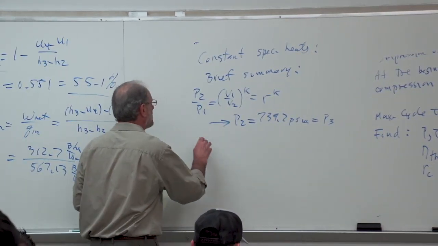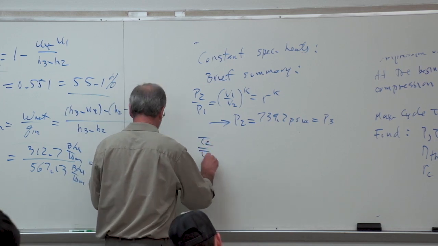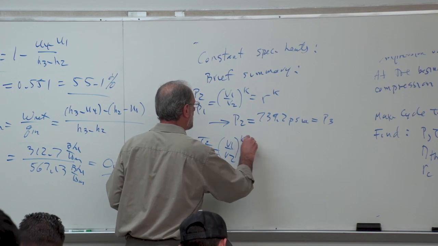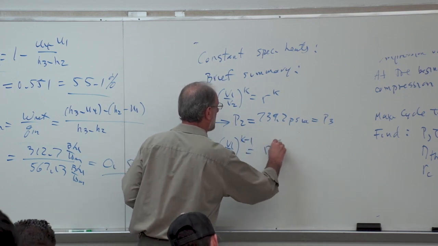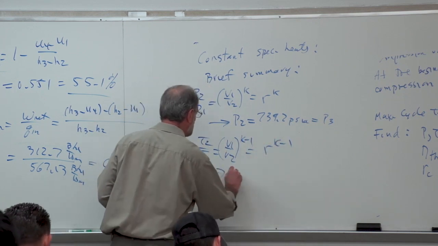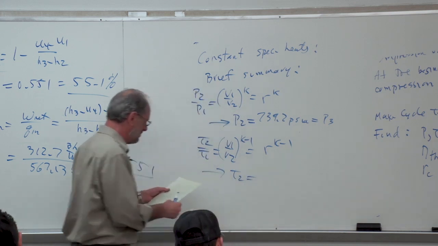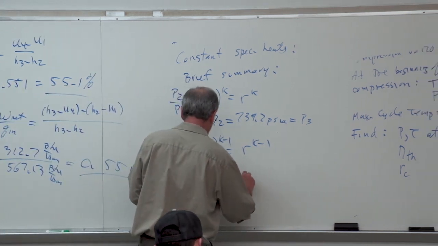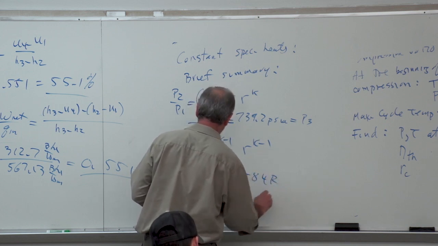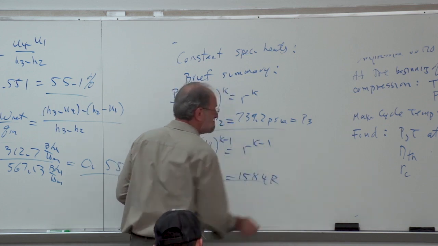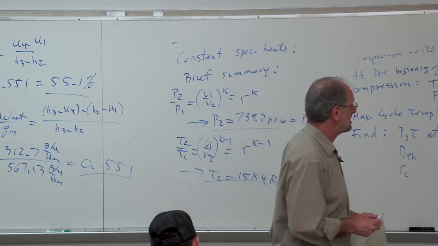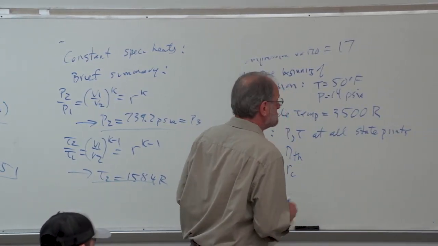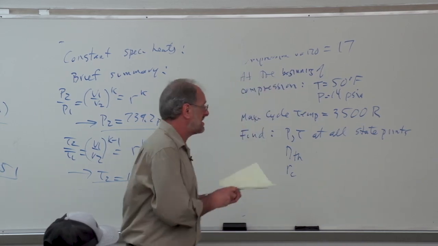Let's also find the temperature. We would know that T2 over T1 is just V1 over V2 to the K minus 1, or if you will, R to the K minus 1. If we solve this problem, noting we're already given T1, this should be 1584 Rankine. So again, it should be similar, but it's certainly not going to be identical. Again, we're off by about 5 or 6%.